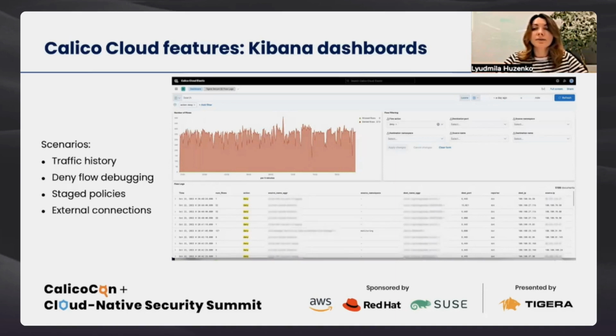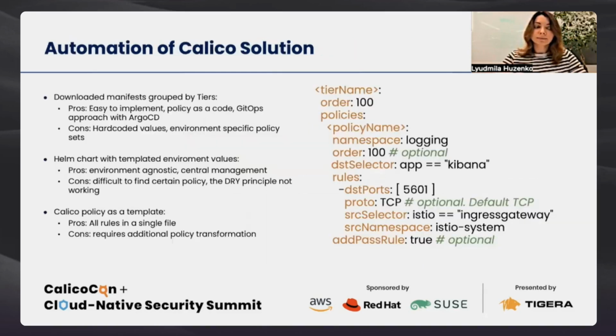So these were the features that helped us a lot to create our network security solution in Calico Cloud. The next step was automation. In our project, we aim to follow a GitOps approach for all our configuration, and we decided also to put our network policies into the code.